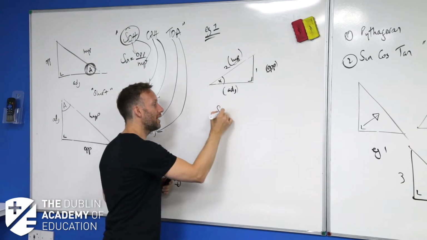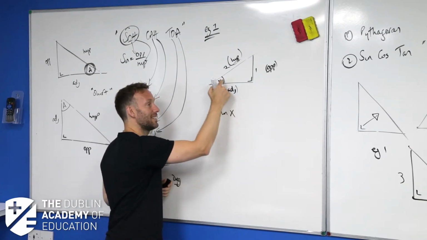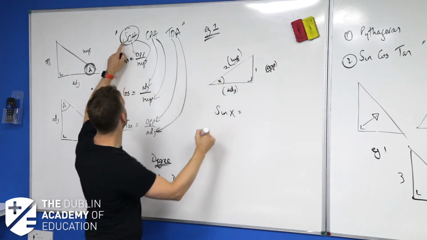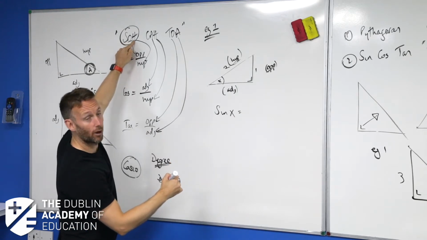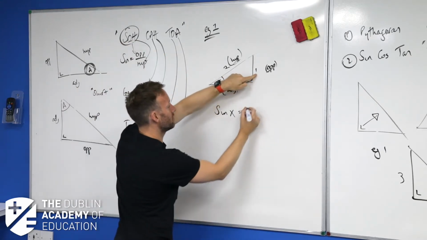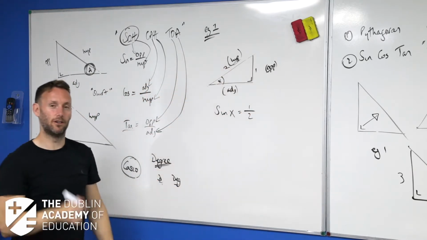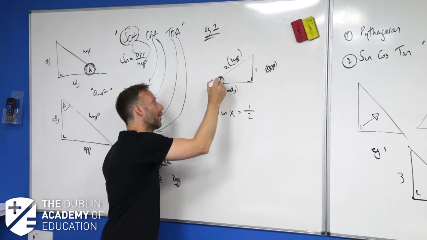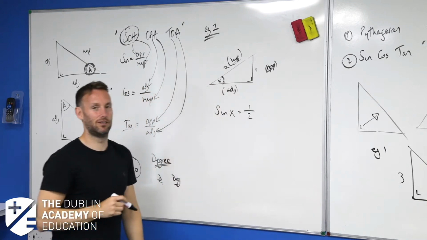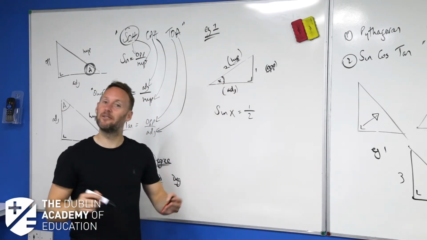So sine of the angle, sin x, that's the angle, equals what? What's sine equal to? Opposite over hypotenuse. What is the opposite? It is 1. And what is the hypotenuse? It's 2. Now remember, we're looking for that there. What is that? That is an angle. So if we're looking for an angle, what do we have to get? We have to get the shift.